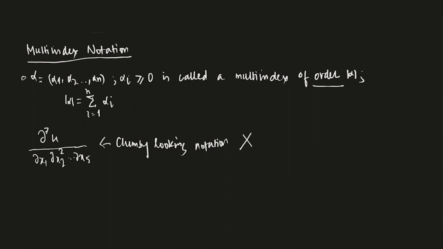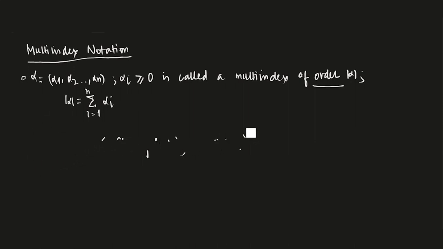So let's erase this thing. And we come back to the multi-index notation. As we explained, a multi-index is a vector which looks like this. And with this, we are going to define a new thing. Given a multi-index alpha, define D alpha of u(x).